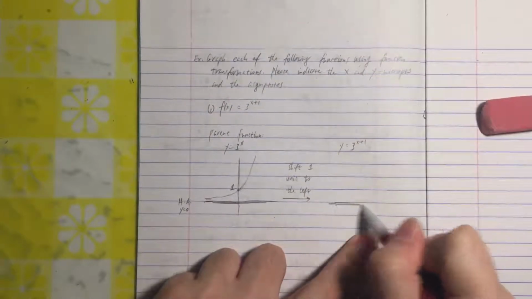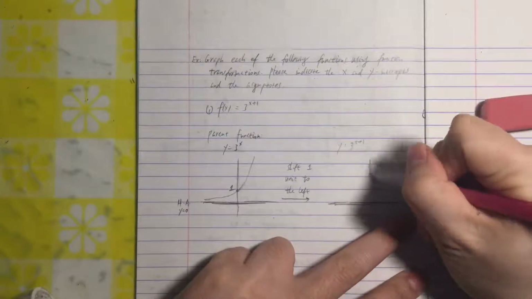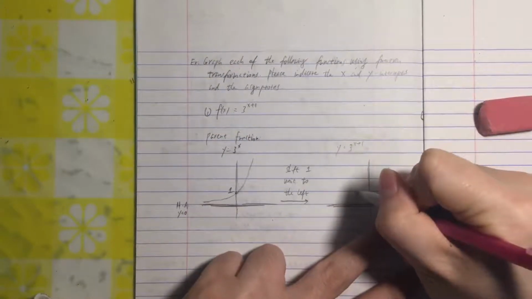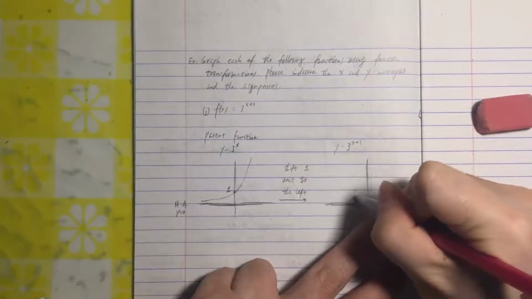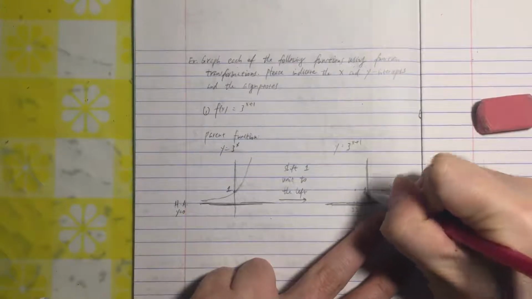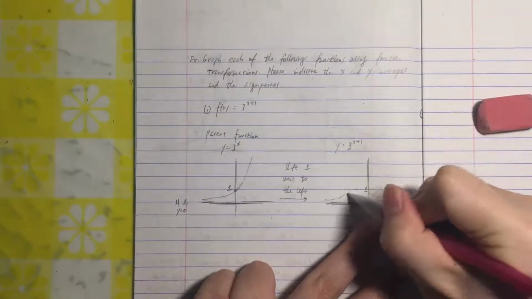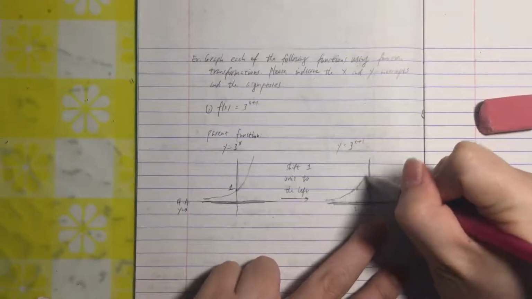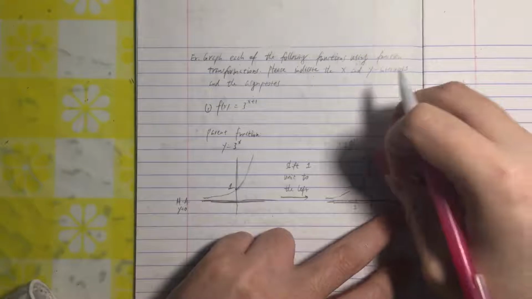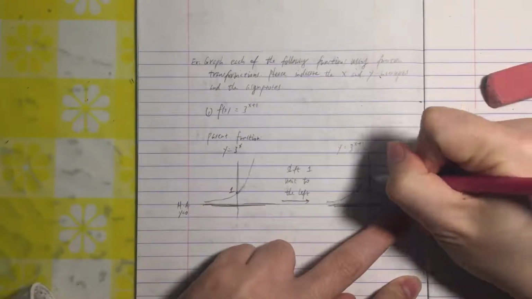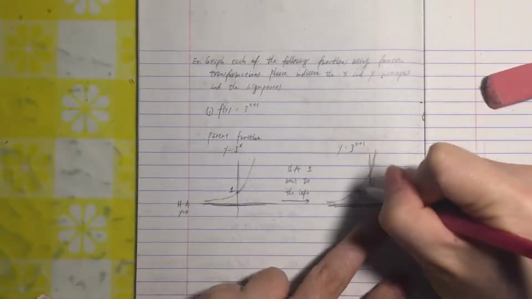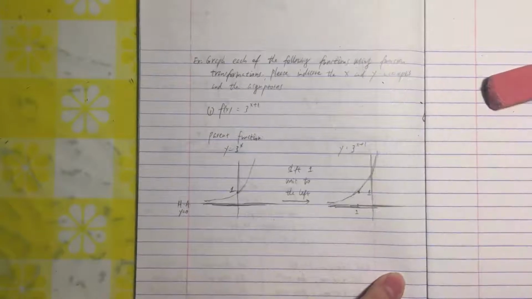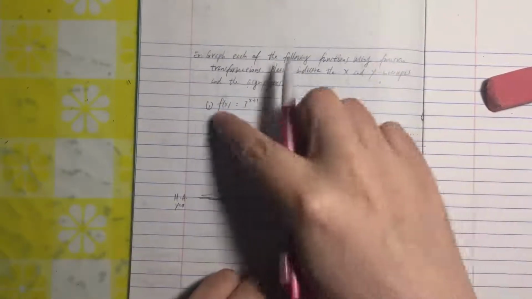Shift this graph 1 unit to the left. The new graph looks like this. If I shift this graph 1 unit to the left, this point becomes (1, 1). That's the new graph, and that's the graph of this function f of x.